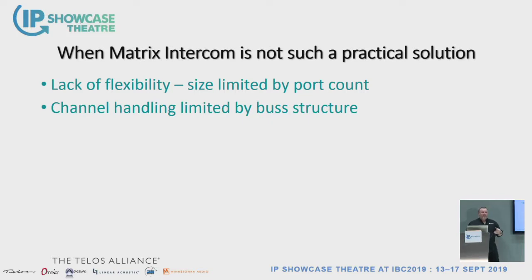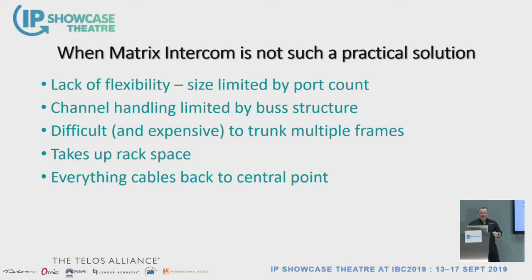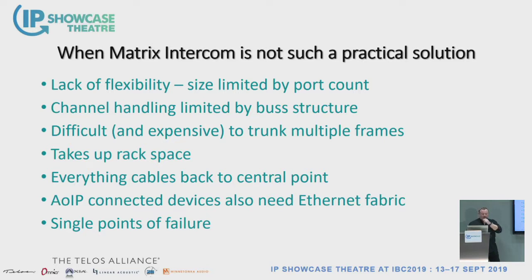So lack of flexibility can be an issue. Channel handling is limited by the bus structure, limited by the TDM bus and the number of slots. It can be difficult and expensive to trunk frames together, and so that's another limitation. And they undoubtedly take up a lot of rack space. And as we said before, everything is cabling back to that central point. And even if you have an AOIP system, even if you're using AES67 or SMPTE 2110 to cable your panels, ultimately they are all still coming back to a single point, even if that's a transport link. So you still need the COTS infrastructure in a modern intercom system, even if it's matrix-based using IP.